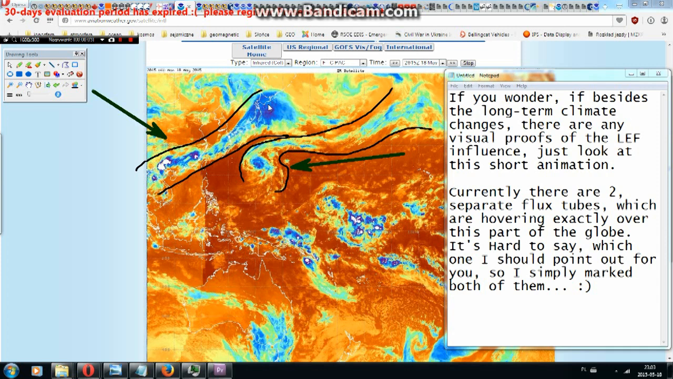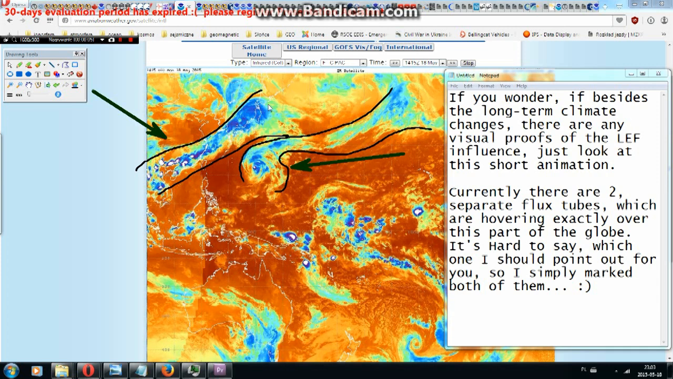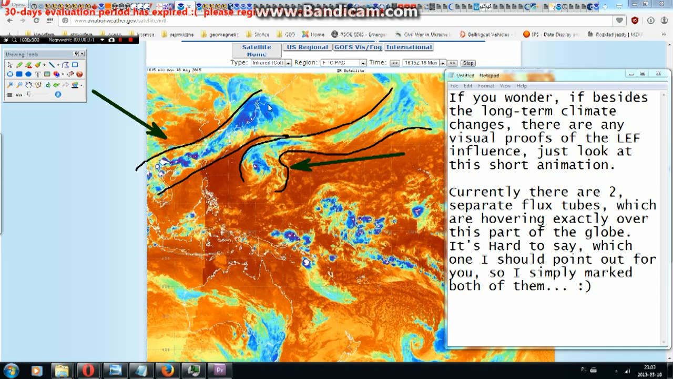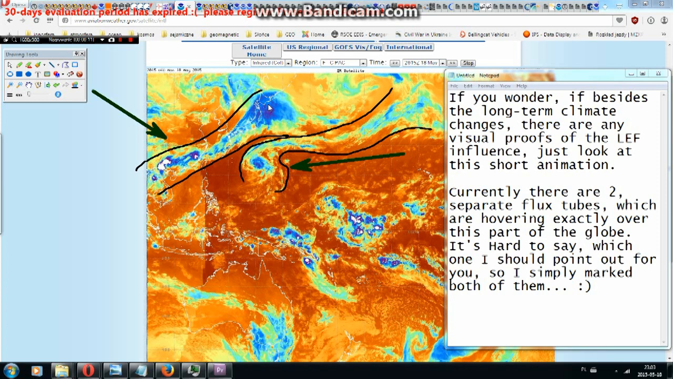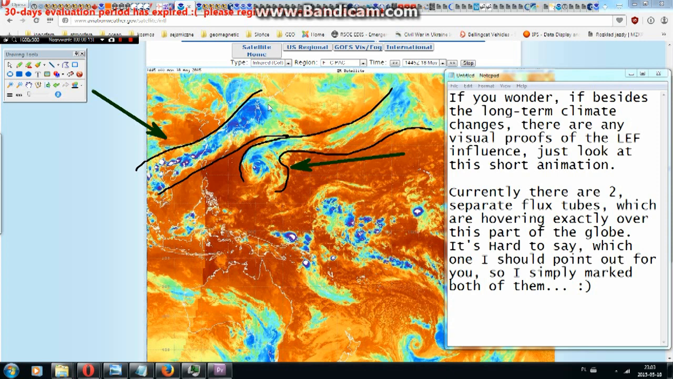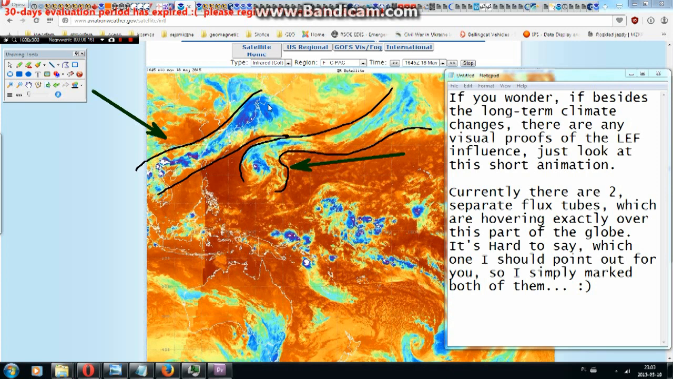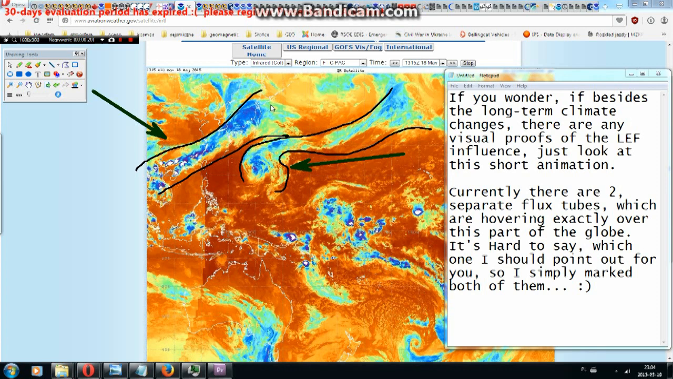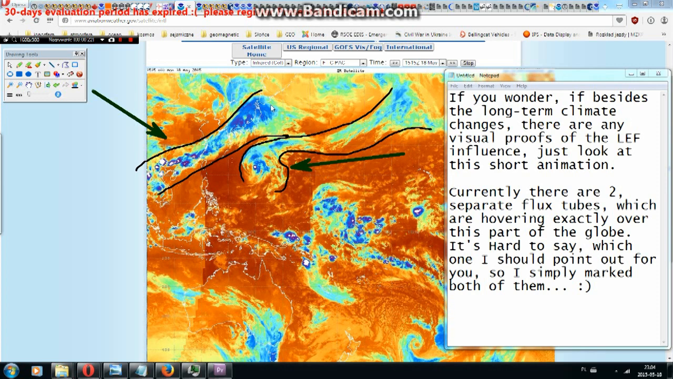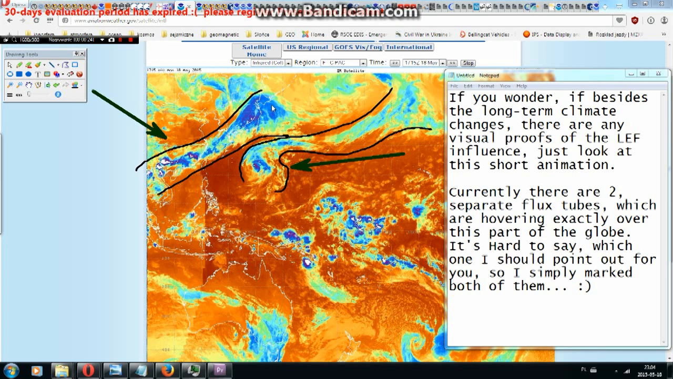If you wonder if, besides the long-term climate changes, there are any visual proofs of the low energy field influence, just look at this short animation. Currently, there are two separate flux tubes which are hovering exactly over this part of the globe. It's hard to say which one I should point out for you, so I simply marked both of them.